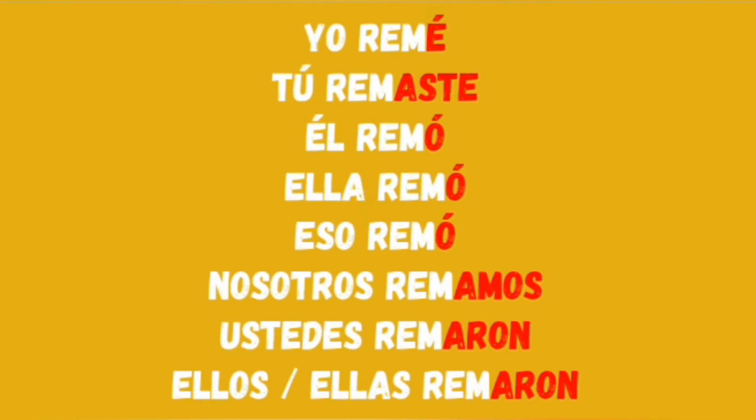If you want to say you rowed, you have to say tú remaste. Now to say he rowed, you have to say él remó. To say she rowed, you have to say ella remó. To say it rowed, you have to say eso remó. To say we rowed, you have to say nosotros remamos. If you want to say you rowed in the plural form, you have to say in Spanish, ustedes remaron.